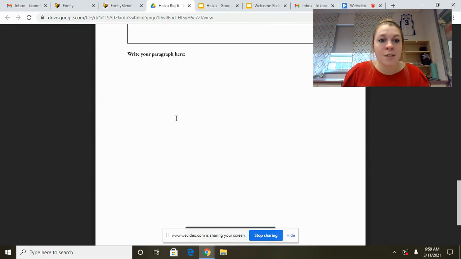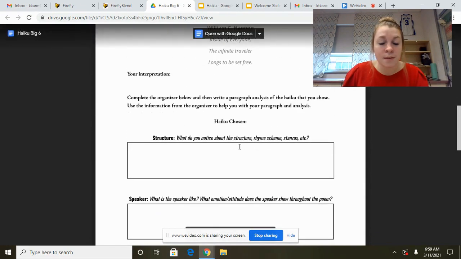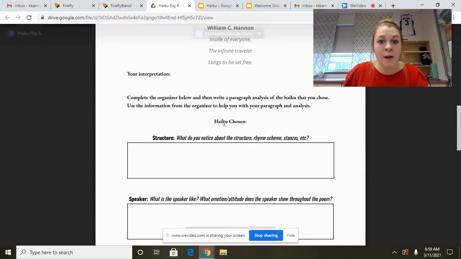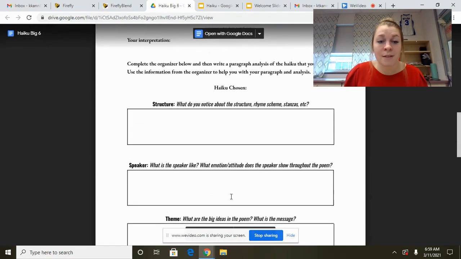And then what I want you to do is write a paragraph at the bottom by choosing one of these poems. You're only doing one for this chart too. And you are going to write a paragraph analysis of the haiku that you chose using the information that you came up with through your answers for the organizer.